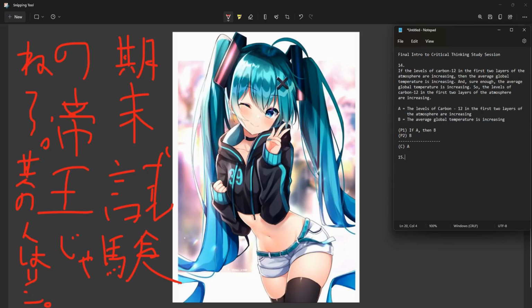The other, number 15, and the final one for problem set 3: the anthropogenic climate change hypothesis is credible only if most scientists are unbiased. And most scientists are unbiased only if the funding for their research comes from unbiased sources. But the anthropogenic climate change hypothesis is not credible. So the funding for most scientists' research does not come from unbiased sources.